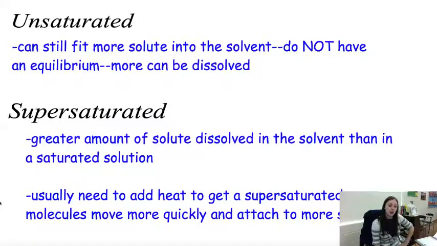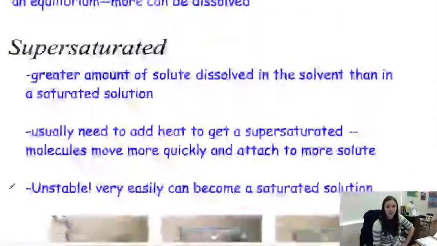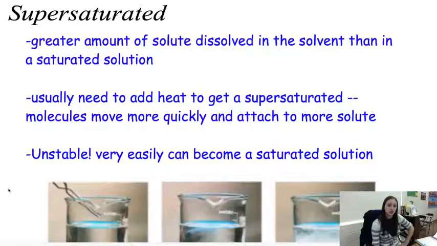Okay, now we have a supersaturated solution, which actually looks like an unsaturated one, but it is not. Okay, supersaturated solutions have a greater amount of solute dissolved in your solvent than is saturated. So you somehow actually get more in there than you should. You usually need to add heat to get something to be supersaturated. Your molecules move really, really quickly, and then will attach to your solvent more. So more solute attaches than actually should, because they're moving so fast they run into one another and they stick. Okay, these are very unstable and they can very easily become a saturated solution.